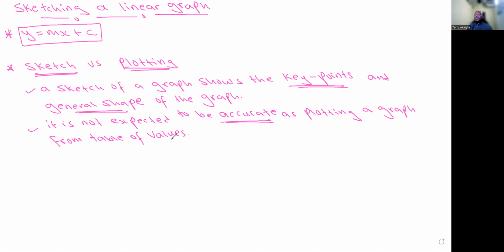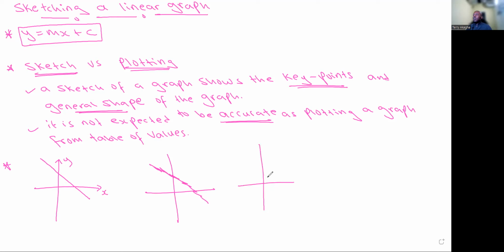Another thing I need to talk about is that when you're sketching a graph, make sure it's a smooth line. So when you want to draw a line, it has to be a smooth line when you're sketching. Don't be doing something like this. Sketching is not an art. It has to be a smooth line meeting all the points we want. All right, so I quickly talked about the concept of sketching and plotting.